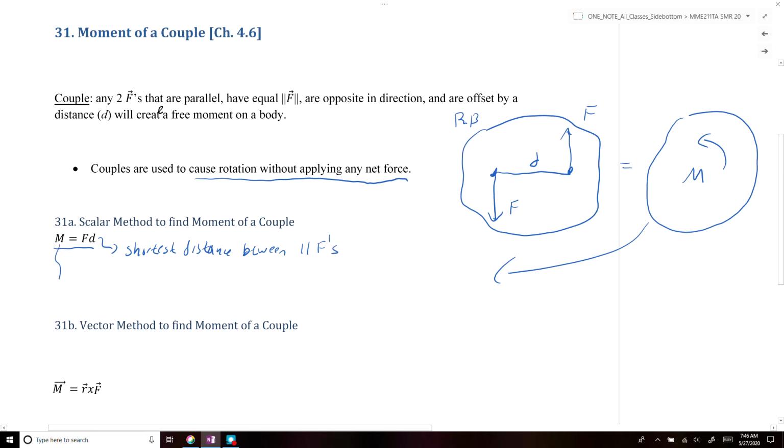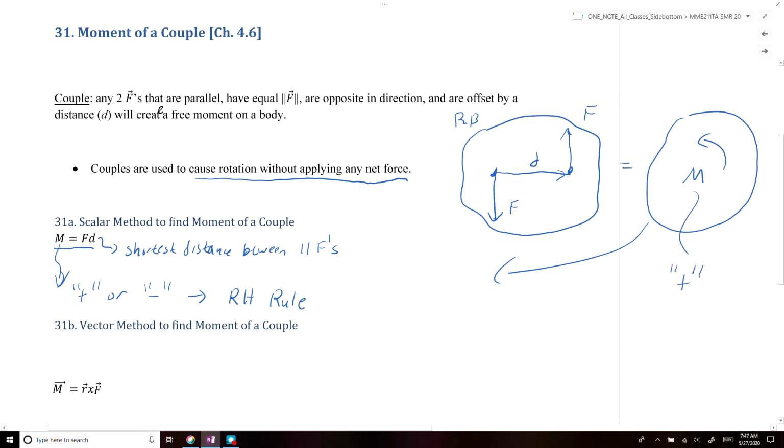And then the direction. M can be either positive or negative. To determine whether it's positive or negative, you need to use the right-hand rule for moments. In this case, using the right-hand rule, we can determine that it creates a counterclockwise moment, and this would be a positive moment.